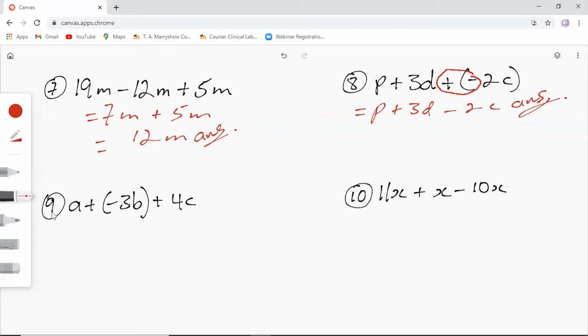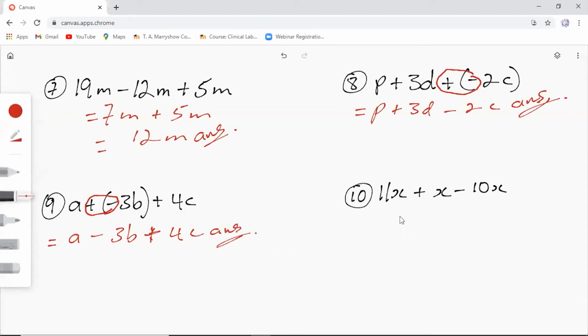Good. Number 9, we have a plus negative 3b plus 4c. None of them are like terms, but we can simplify these two signs here. So we get a negative sign, so we get a minus 3b plus 4c. Okay, that's the most we can do. We cannot simplify this any further because they are not like terms. Okay, so that's our answer here.